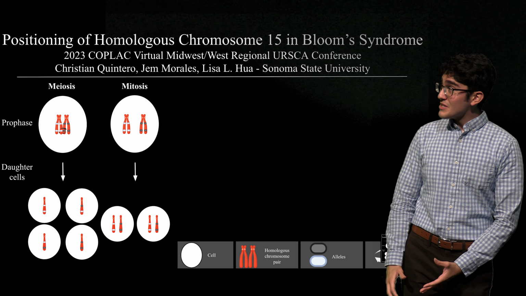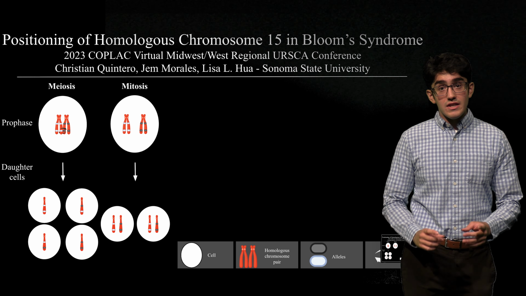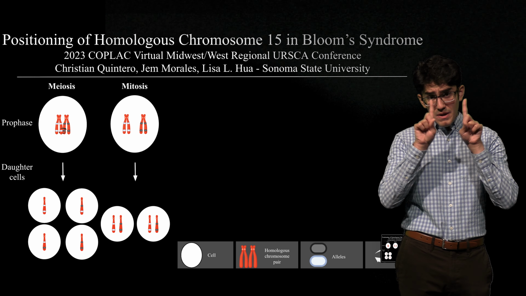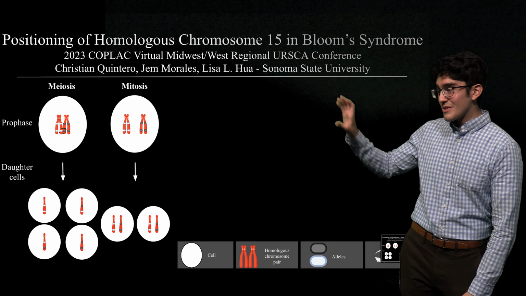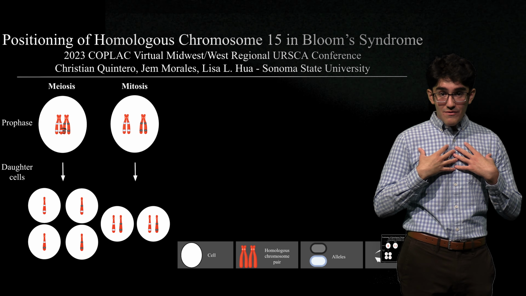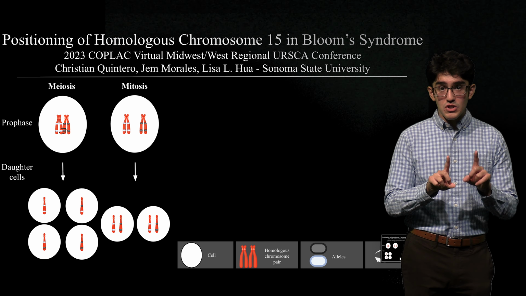In contrast to mitosis, which is non-sex cell division, what you find is the homologous chromosomes are actually spatially separated, therefore they do not go through crossover. And what this ultimately results in is genetically identical daughter cells. So I'm investigating how chromosome 15 will organize within Bloom syndrome cells.